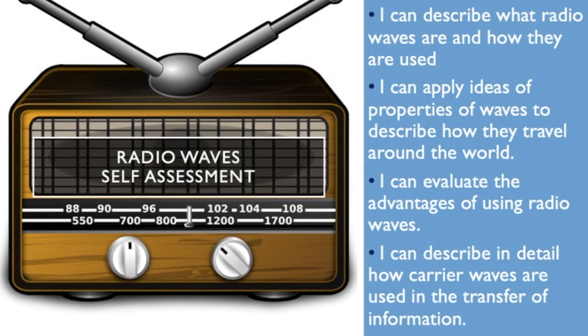So that's the end of this one. These are the things you should be able to do. You should be able to describe what radio waves are and how they are used. You should be able to apply ideas of properties of waves to describe how they travel around the world. You should be able to evaluate the advantages of using radio waves. And you should be able to describe in detail how carrier waves are used in the transfer of information.